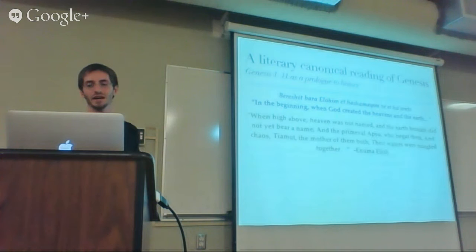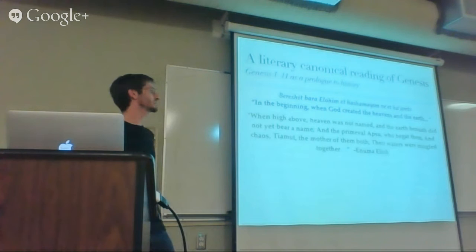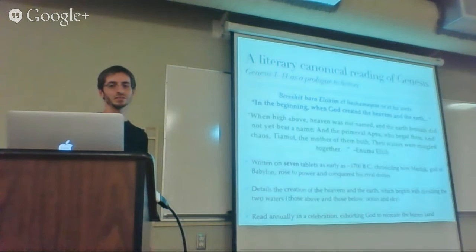The Babylonian hymn, the English is: when high above heaven was not named, and the earth beneath was not yet named, and the chaos, the mother of the globe, their waters were mingled. Right? So the Enuma Elish was written on seven tablets, much before the Genesis account reached its final form.